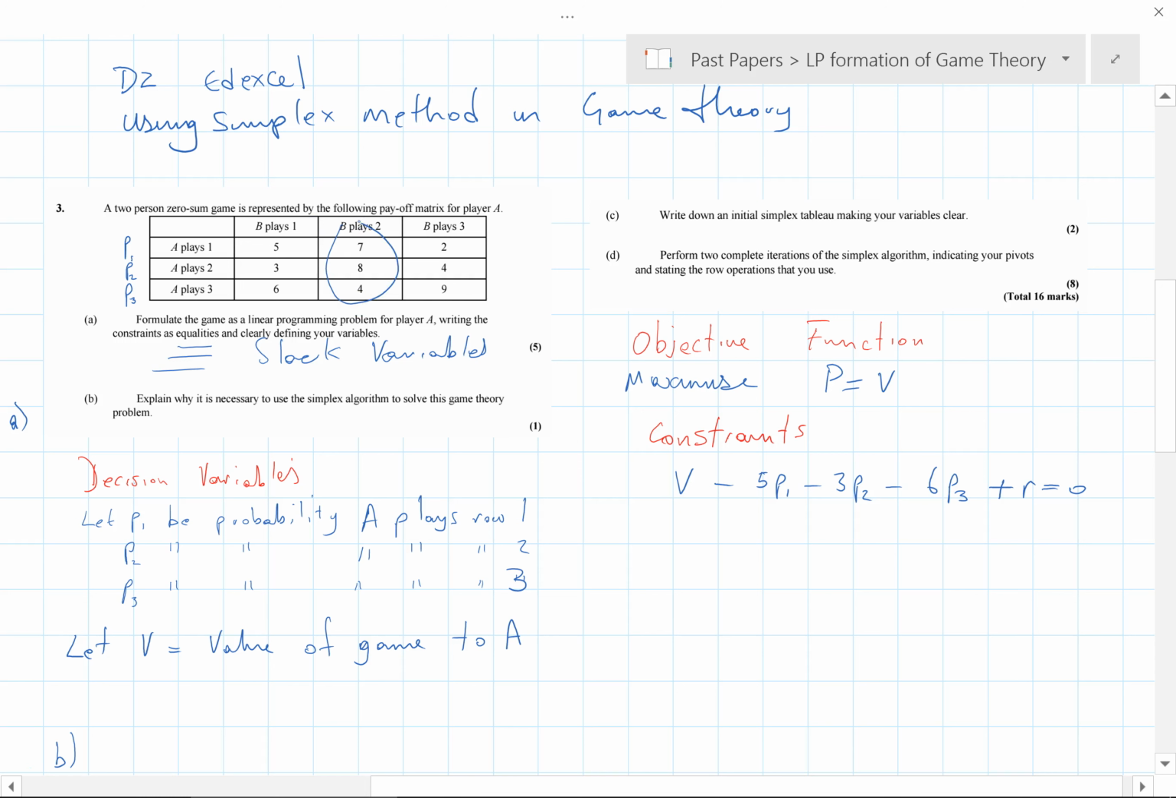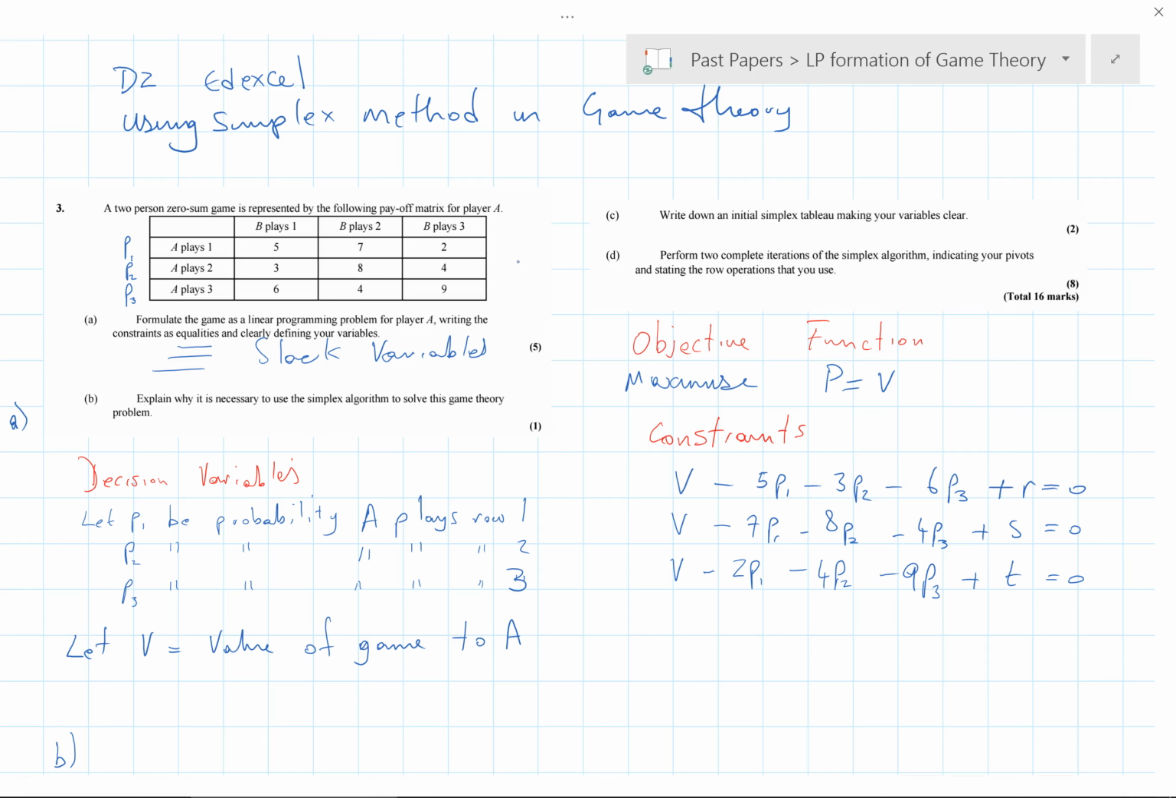If A plays 2, then we get V minus 7p1 minus 8p2 minus 4p3 plus s equals 0. And then if A plays 3, we've got V minus 2p1 minus 4p2 minus 9p3 plus t, say, equals 0. Okay, we're not done yet, but those are the main ones related to the numbers here. Those are the three that we've got.